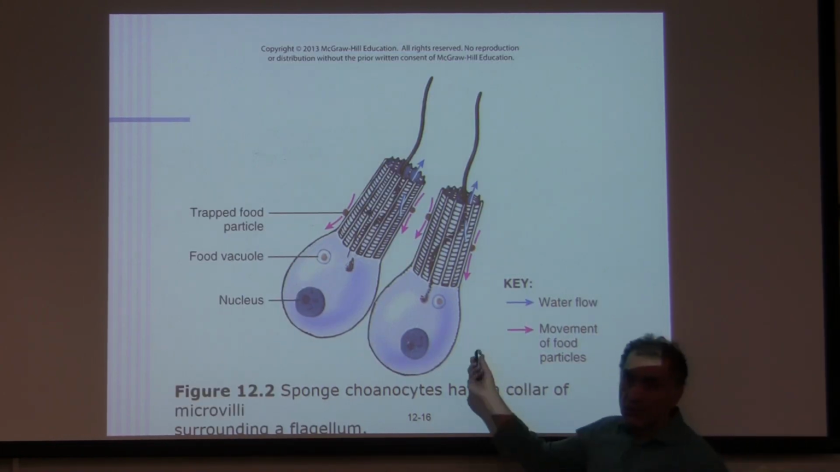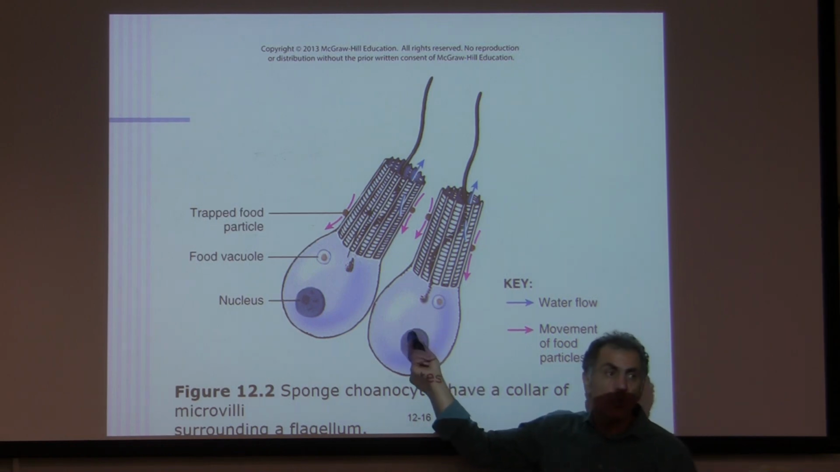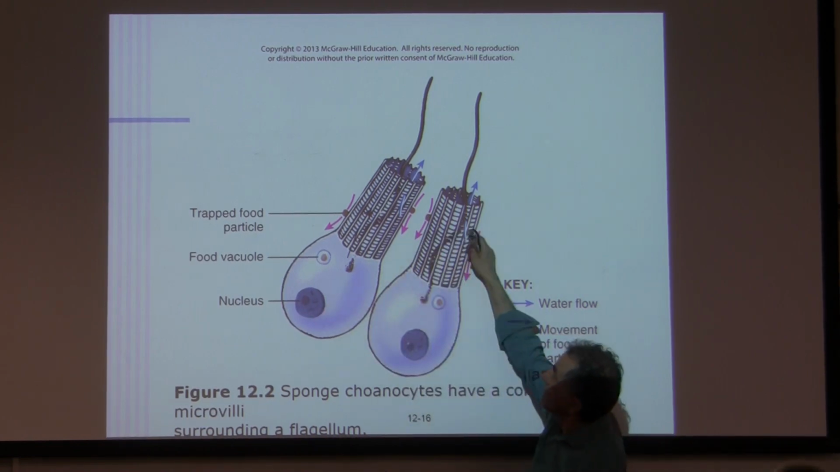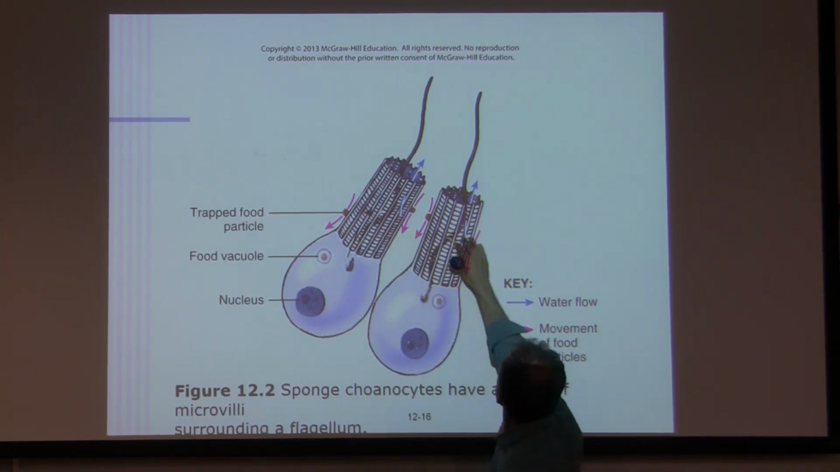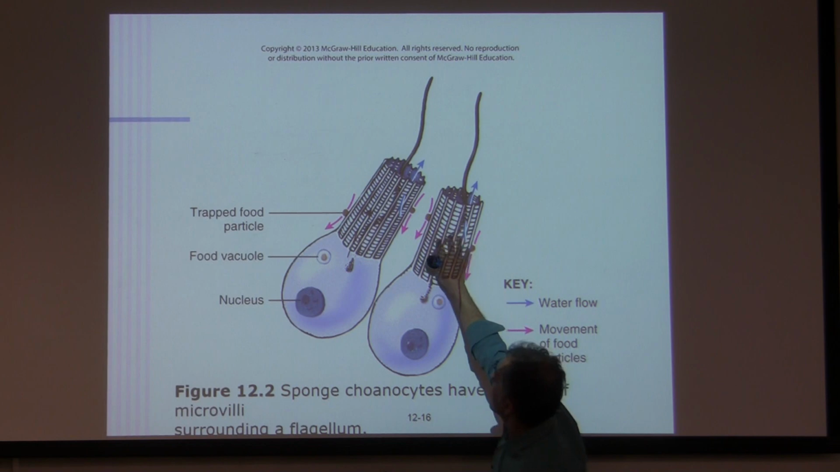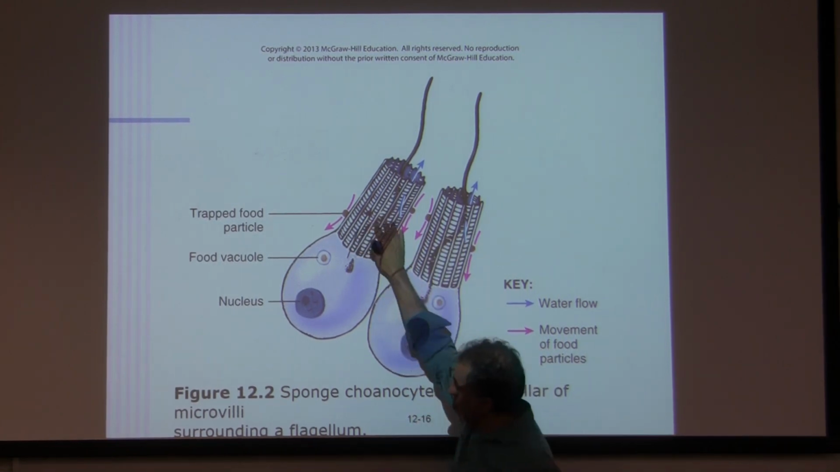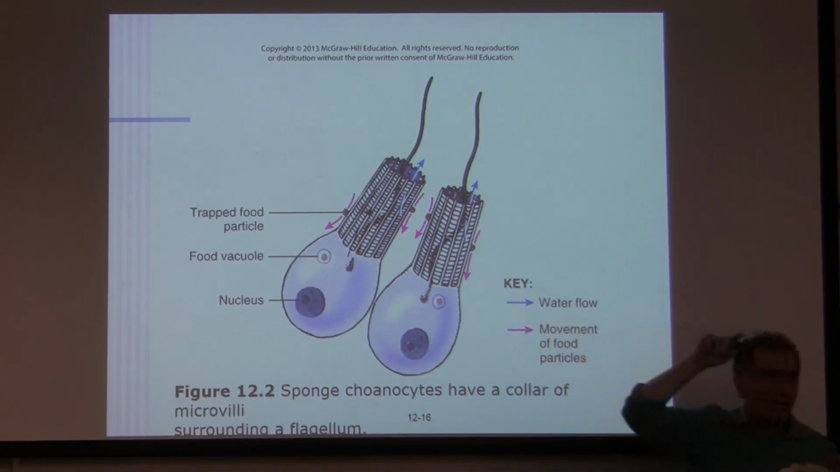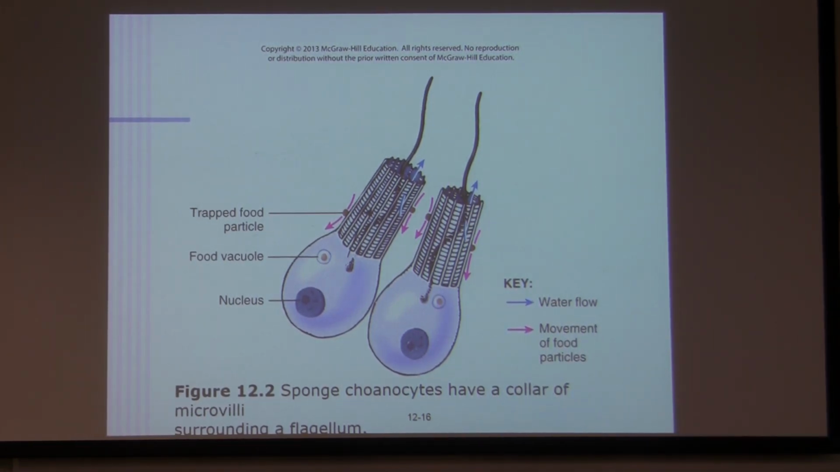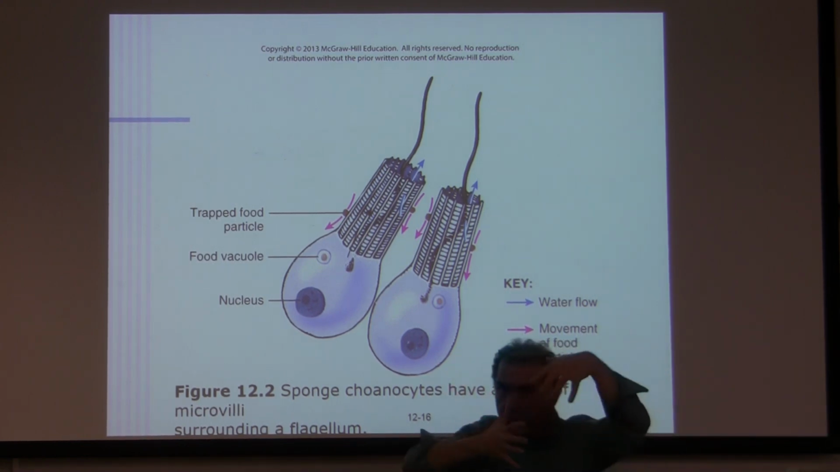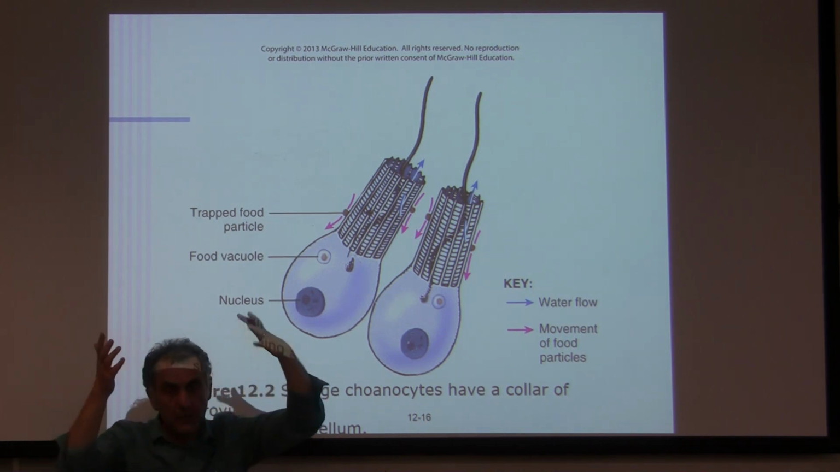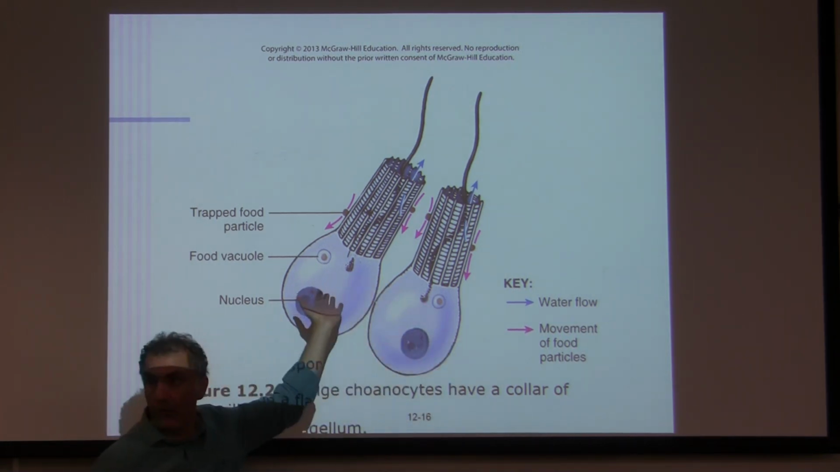The choanocytes. We do not have a slide of this individually in the lab. They have a nucleus, and they have these microvilli. These are called microvilli. Where else have you seen the term microvilli? Intestines, very good. In your small intestine, those simple columnar epithelial tissue. If you didn't study them, you better learn them now.